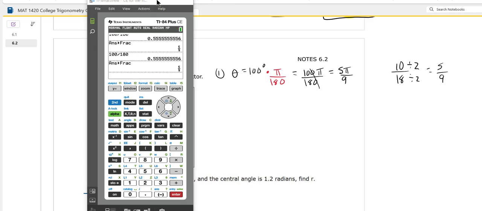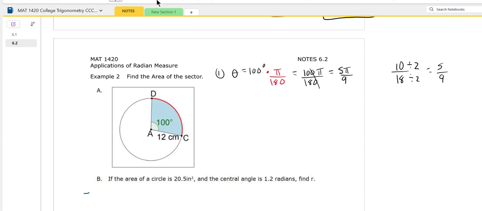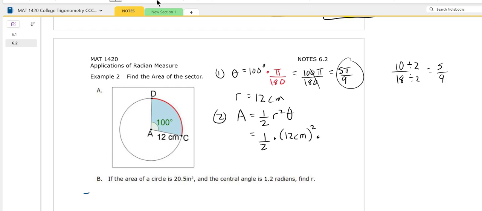That's really helpful if you get into fractions that are difficult to reduce in one step, if the numbers are real big. Okay, the other thing we have is the radius is 12 centimeters. So the second thing I'll do on the problem is we're supposed to find the area of the sector. So we're just going to use the formula 1/2 r squared theta, like that. So we do 1/2, we're going to multiply by the radius, which is 12 centimeters squared, and then we're going to multiply by the radian measure of the angle, which was 5 pi over 9.